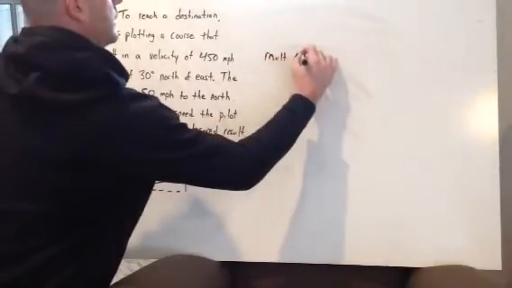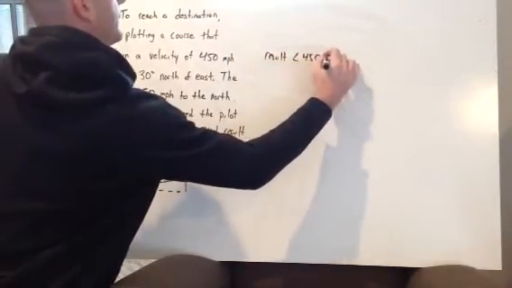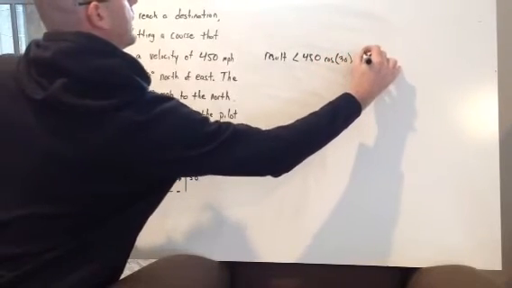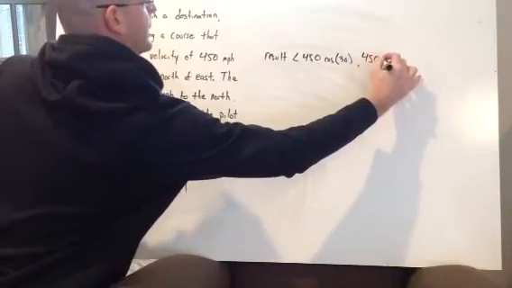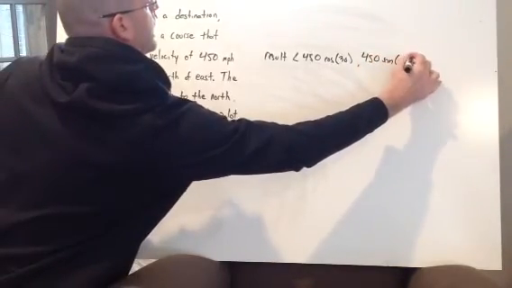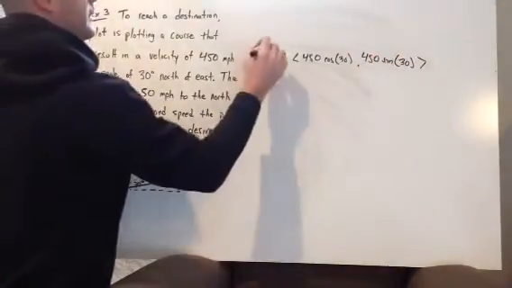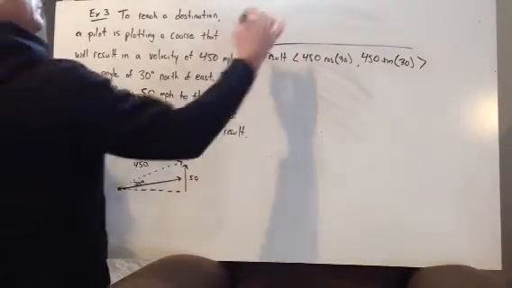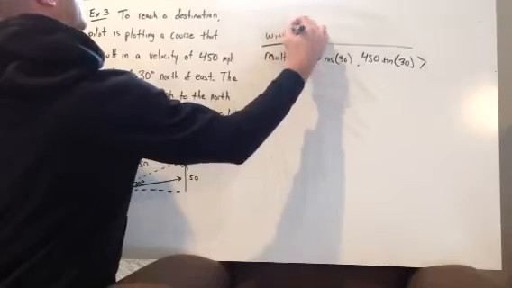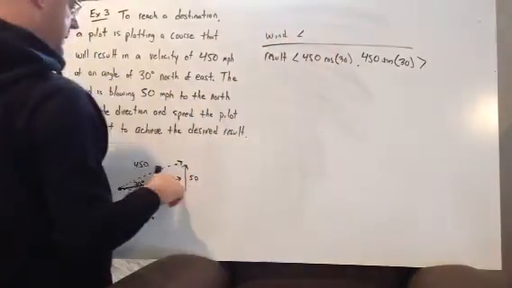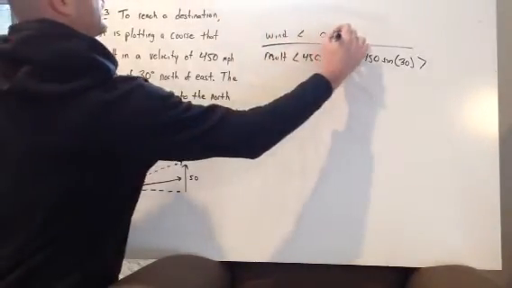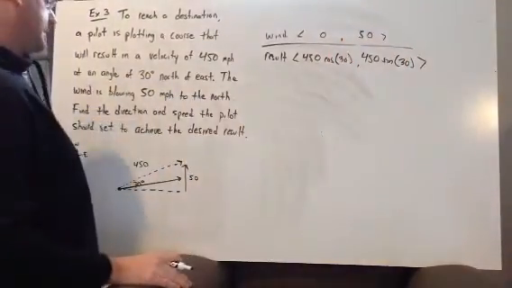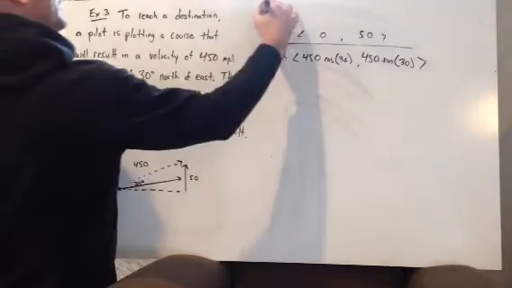And so 450 cosine 30, 450 sine 30, that's our result. We know the wind. The wind is blowing 0 left and right, and 50 is our vertical. And then what we don't know is our plane.